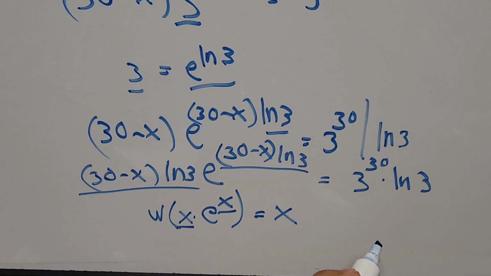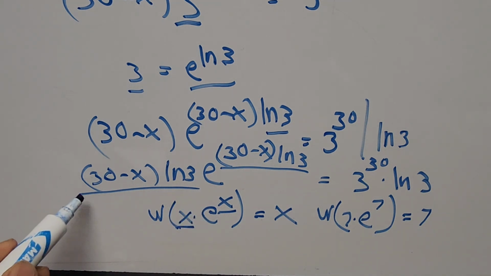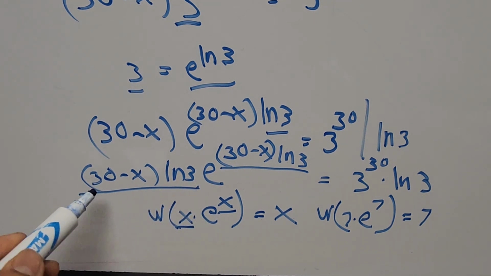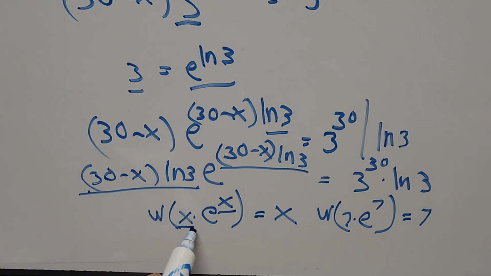Or whatever value of x right there will be. For example, if we have 7 times e to the power of 7, integrating the Lambert W function, we get the value of this expression as 7. That's the same way. So in our equation, the value of x here is this expression right here, 30 minus x times the quantity ln of 3. If you notice, this is x, the same thing, x again, right?